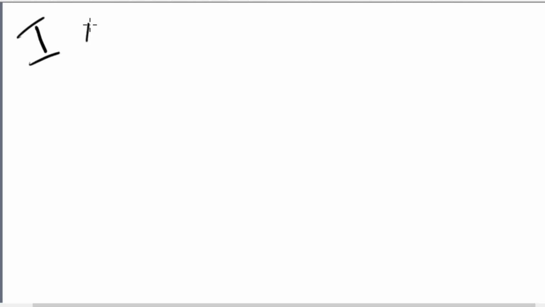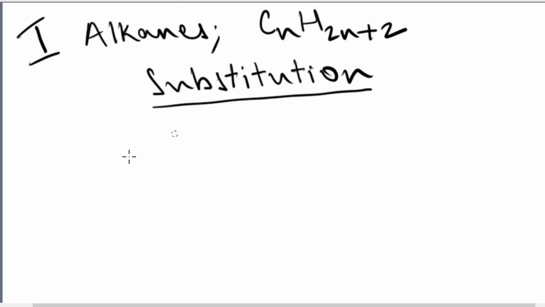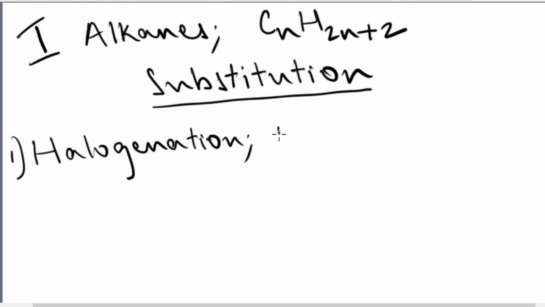Okay, starting with today's lesson, we'll start with alkanes. Alkanes, they mainly undergo substitution reactions. And if you remember, the general formula was CnH2n+2. All right, so alkanes mainly undergo two types of reactions. One is halogenation, and another one is oxidation. But very rarely you'll come across the second one in the exam. So halogenation is the main one, and substitution, which means that it substitutes one of the atoms in the alkane.